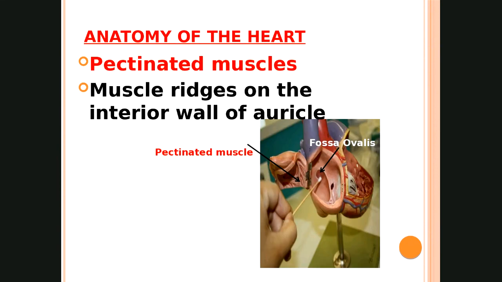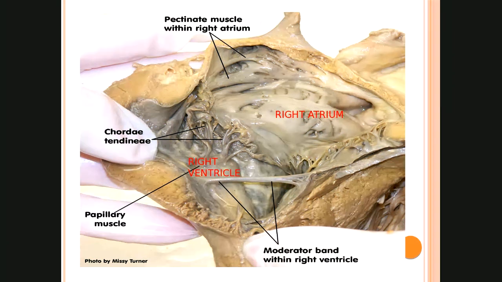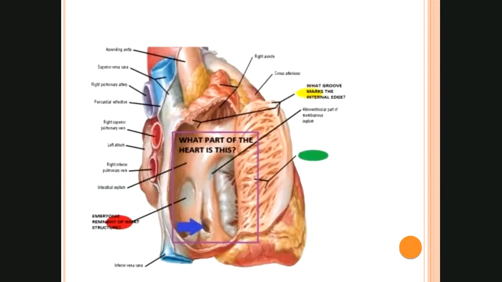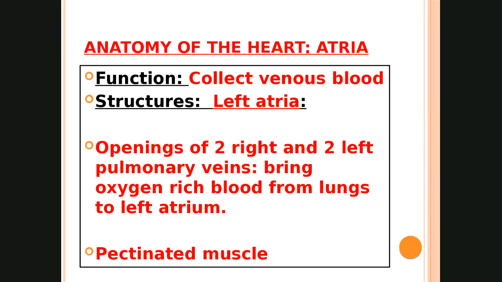Remember, we talked about another feature of the right and left atrium, which is the pectinated muscle, which are ridges of muscles on the anterior wall of the atria. Here's this pectinated muscle right there in the atria. So these are ridges of muscles. And a depiction of the pectinated muscle right here. Okay. All right, now let's move on to the left atrium.